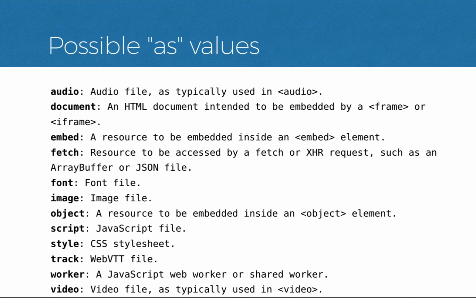So if I go forward again, there are other as values that you can use like audio, document, embed, fetch, font, image. So you can see these line up with file types that you would preload into the browser to be used later as a particular type of asset.